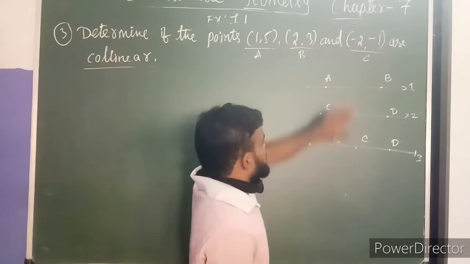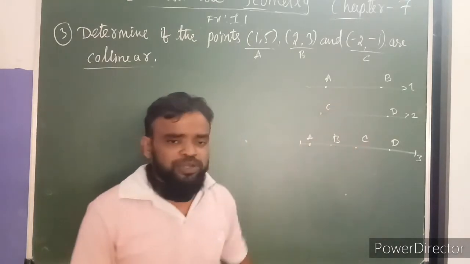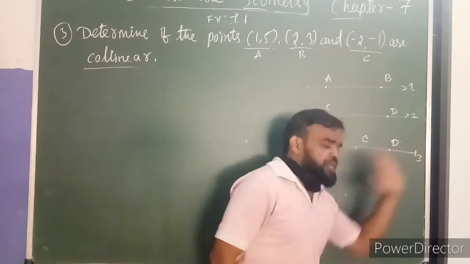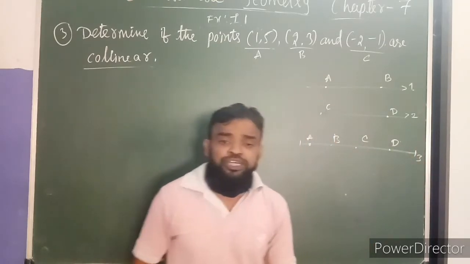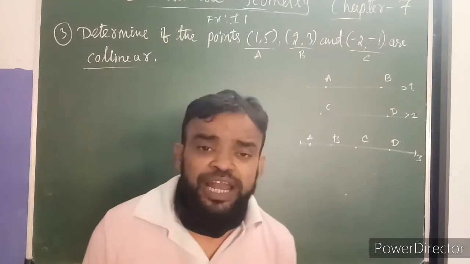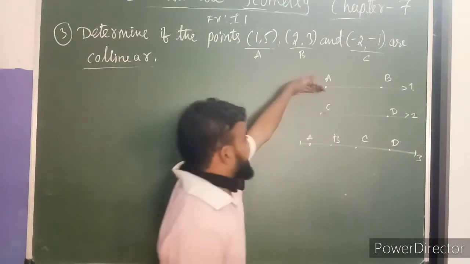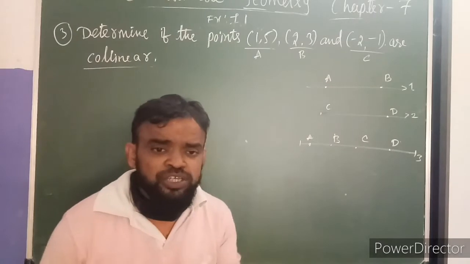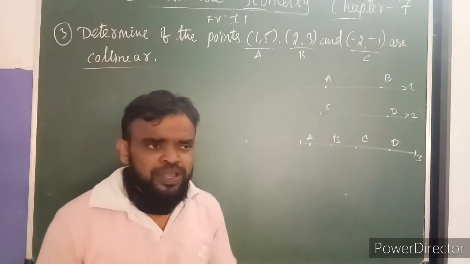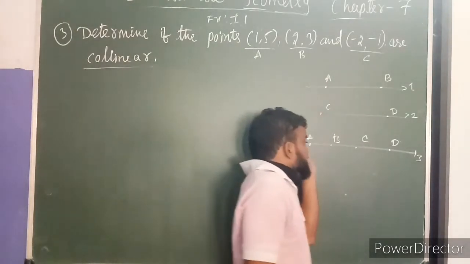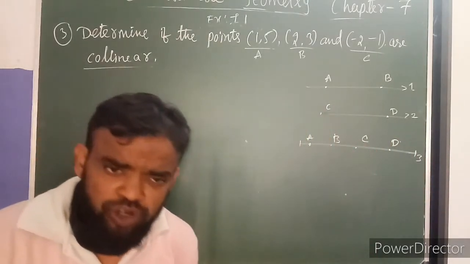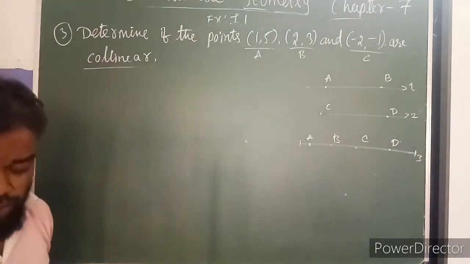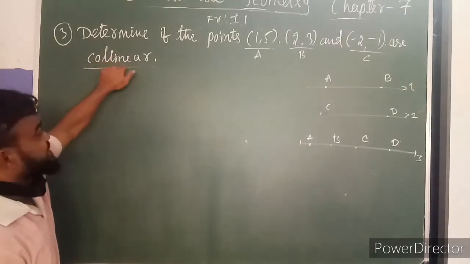Just like platform number 1, platform number 2, platform number 3. On platform number 3, the 4 of them standing, A, B, C, D, are collinear because the 4 of them are standing on one track. If they are standing on different tracks, then this is not collinear. So collinear means they have to stand on one track only. Did you understand? Then we call it collinear.